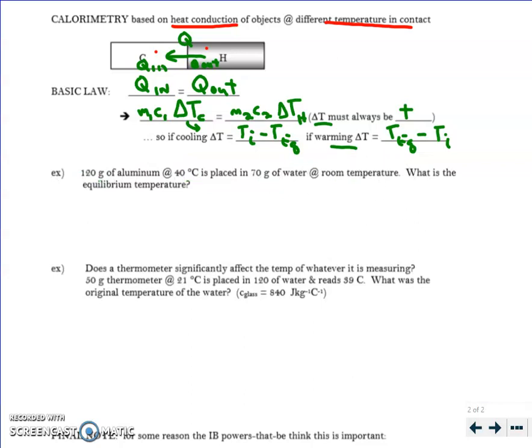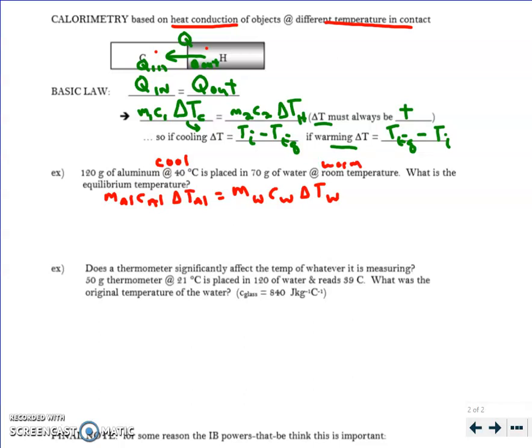So instead of using 1 and 2, I'm going to say mass of the aluminum, C of the aluminum, times delta T of the aluminum equals mass of the water, C of the water, delta T of the water. Okay, and I have to establish what is warming up. So the aluminum is going to cool, and the water is going to warm. So I want to make sure I have the positives in the right place there.